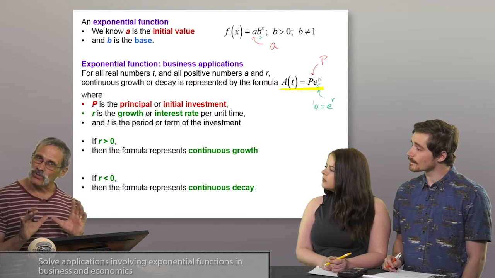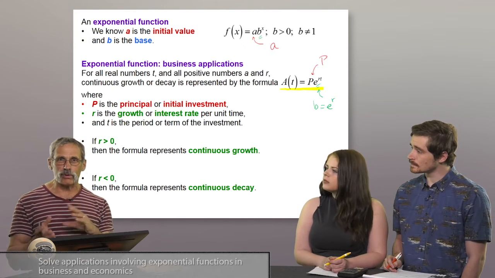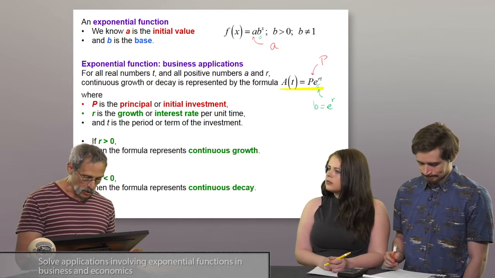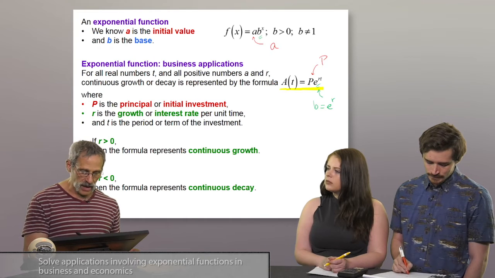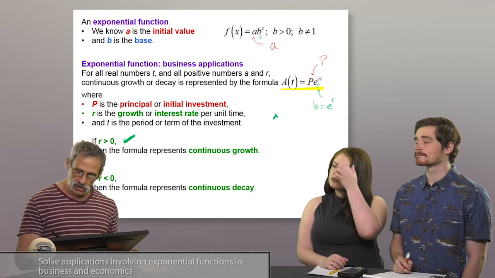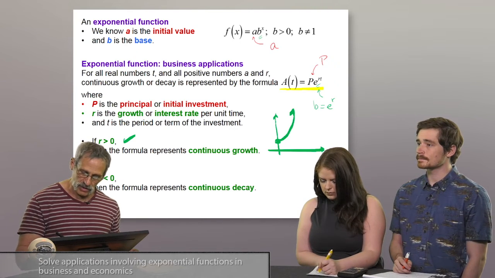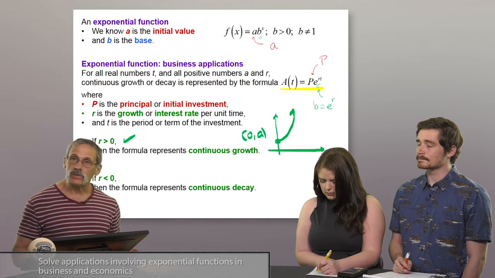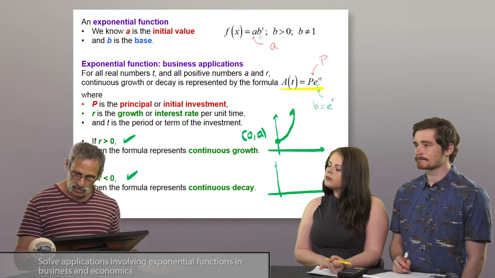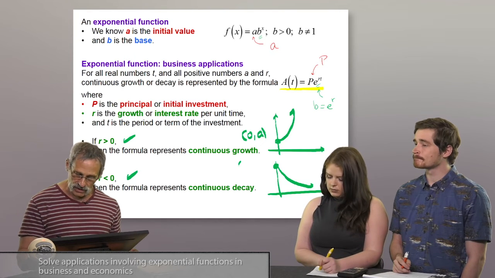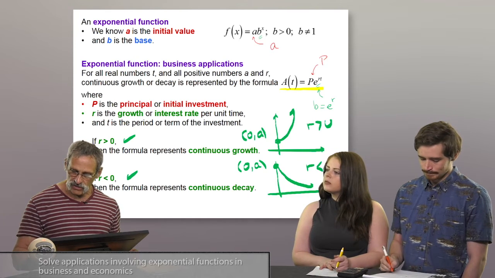And growth is not used in the sense that it's always going to grow. You look at the value of r to determine growth or decay. So if I switch colors here, when r is greater than 0, we have exponential growth, and we have the point (0, a) right here. And if r is less than 0, if r is negative, we have exponential decay, and generally our graph looks something like this. So r greater than 0, growth; r less than 0, decay.